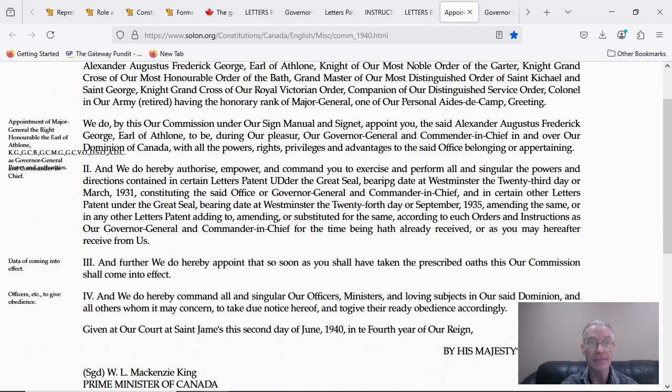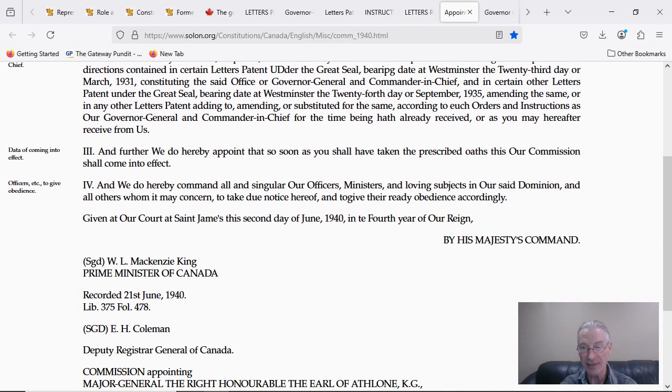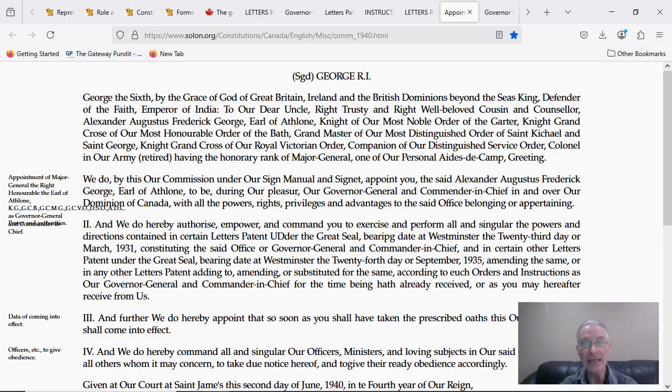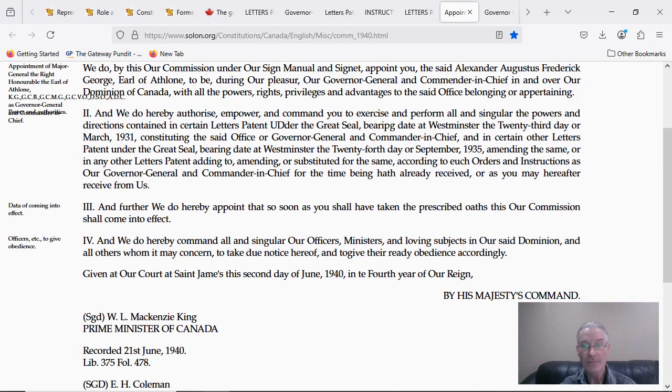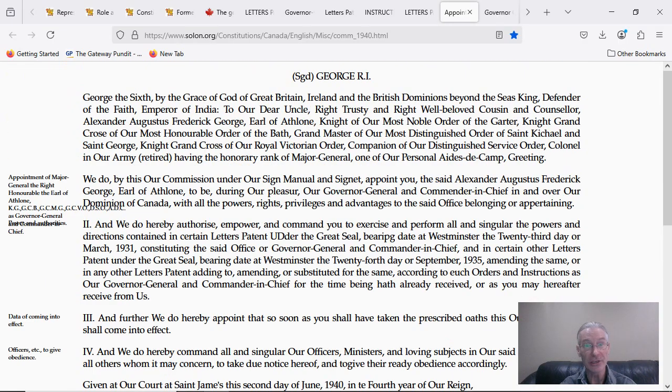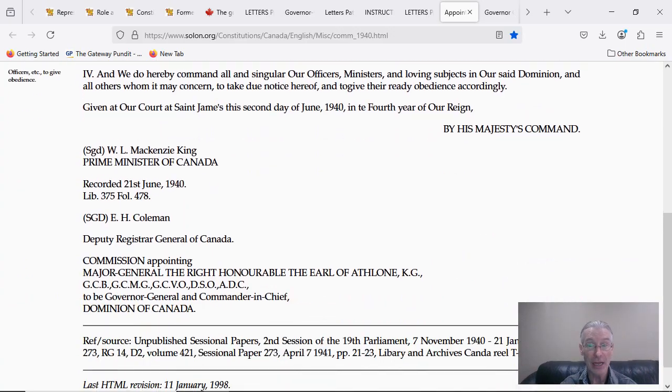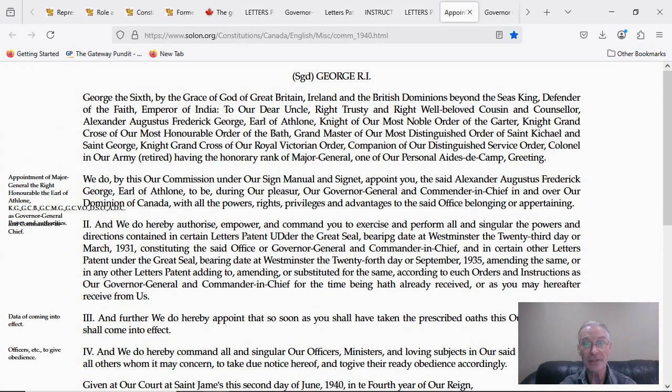Now, 1940. So, by His Majesty's command, signed by Mackenzie King, the Prime Minister of Canada, who had zero authority to authorize any new letters patent, period. He could commission a new Governor General because he was part of the Privy Council, but he could not authorize it. So here's the commission in 1940. Never authorized, never published in the Canada Gazette.